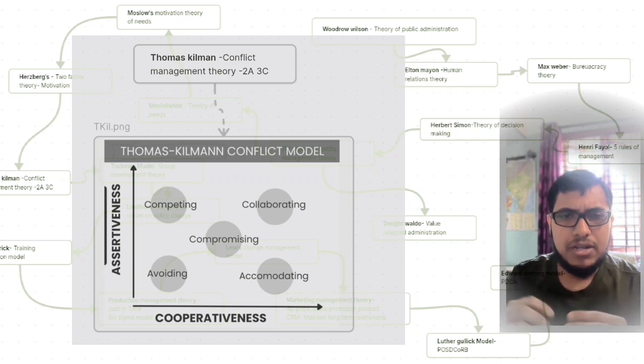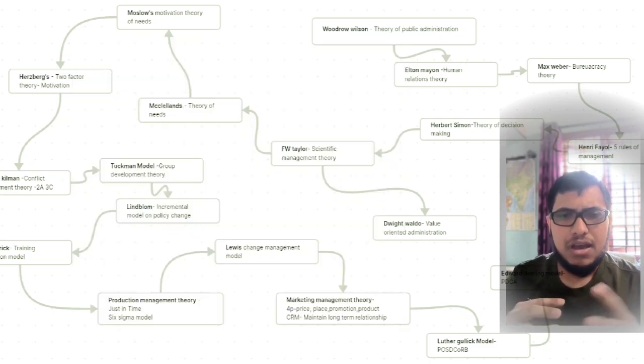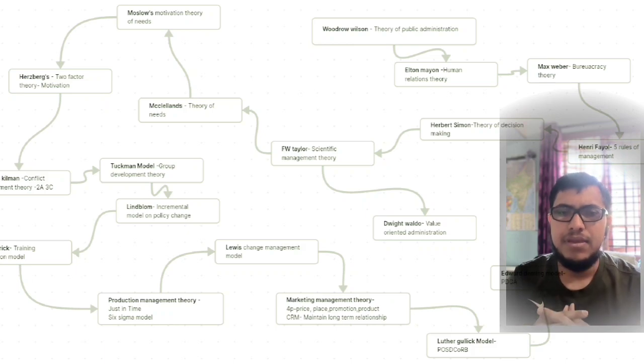Those are mapped between cooperativeness and assertiveness. They are avoidance, accommodation, collaboration, compromise, and then competing.